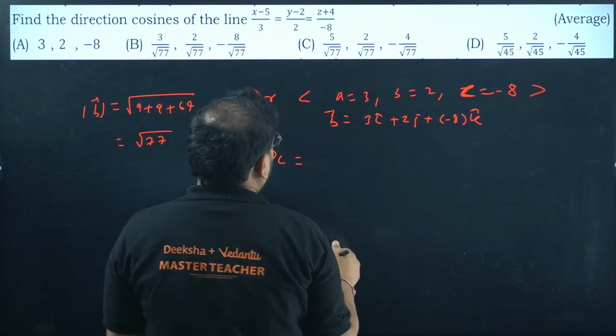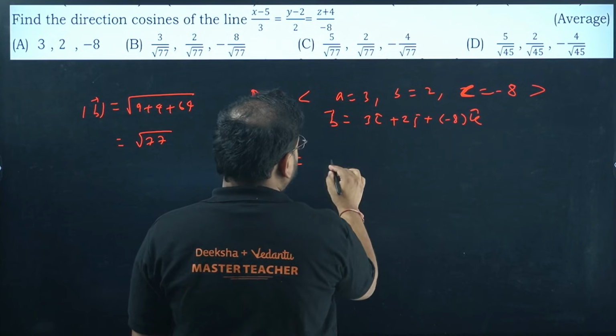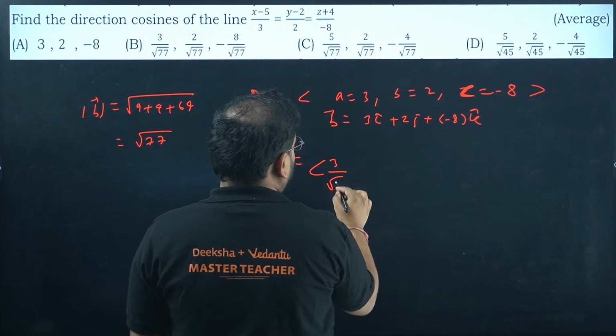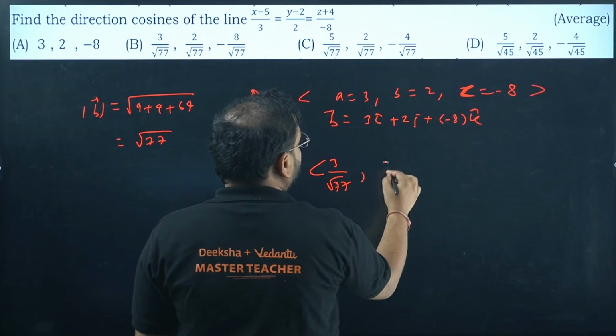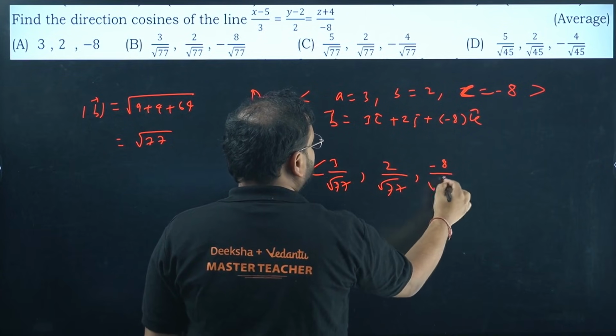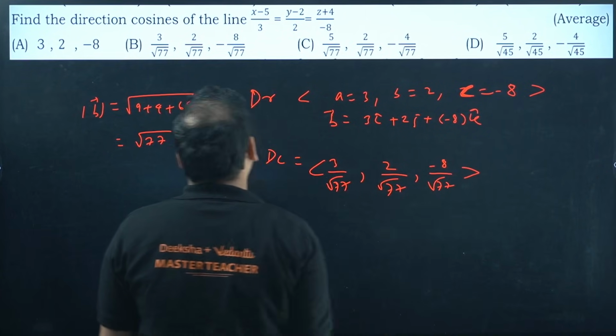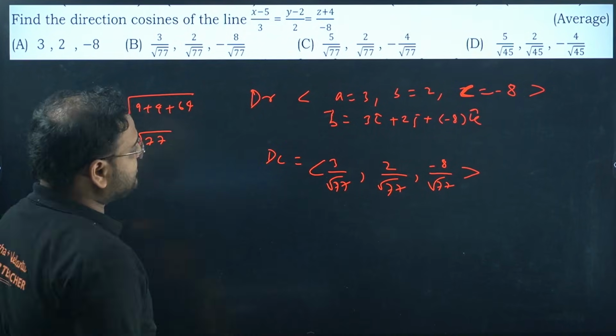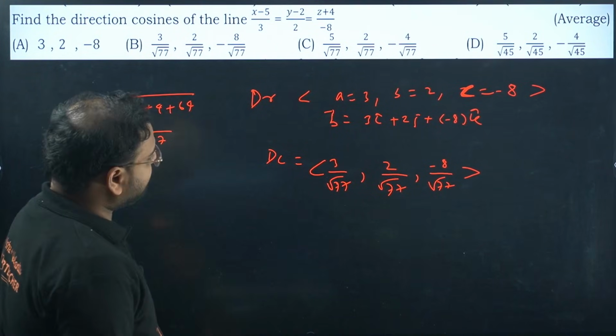So we'll have the values as 3 by root 77, 2 by root 77 and minus 8 by root 77. Okay, 3, 2 and minus 8. Option B looks right? Yeah.